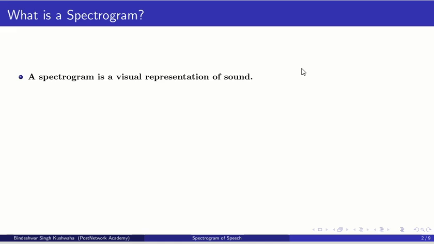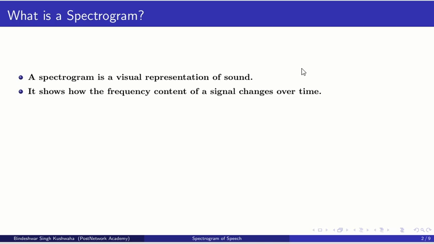So basically, a spectrogram is a visual representation of sound, and it shows how the frequency content of a signal changes over time. In the last video, I explained the amplitude content of a signal that changes over time. But a spectrogram is a map or plot of how the frequency content of a signal changes over time, and I will also explain why we convert it.